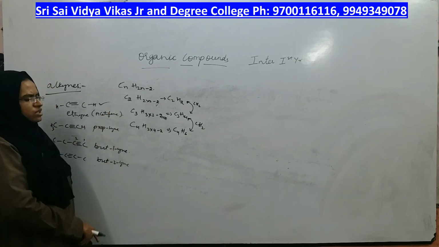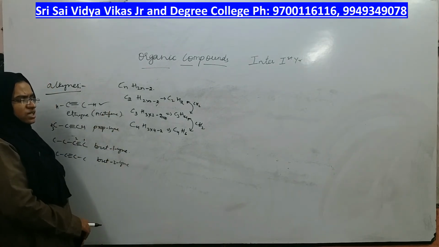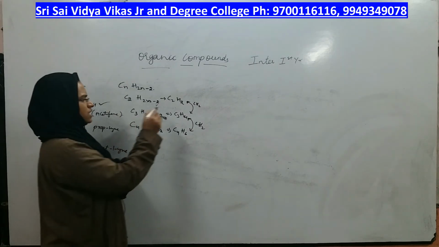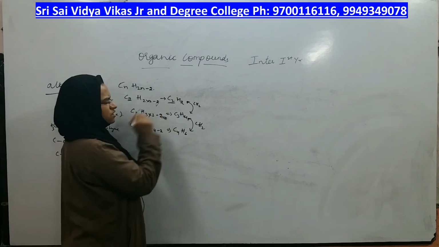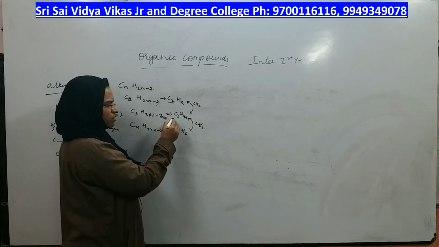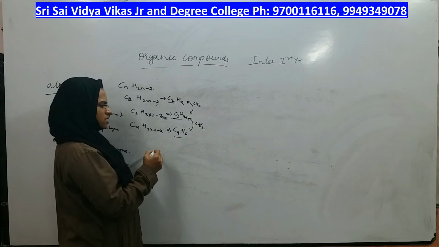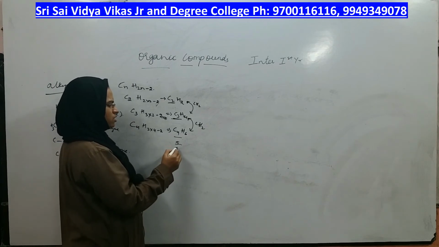These are the homologous series of alkyne. In that series, who is the first member? Alkyne having 2 carbons is the first member. Then who is the second member? Alkyne having 3 carbons is the second, 4 carbons is the third, 5 carbons is the fourth, and 6 carbons is the fifth member, right?